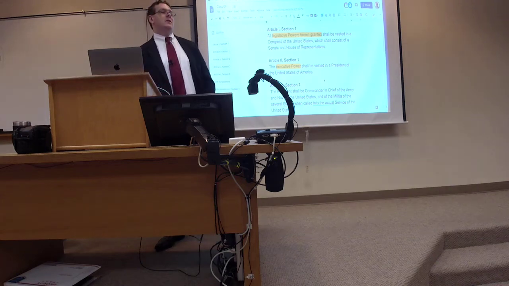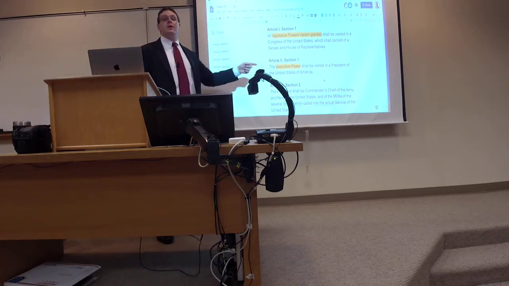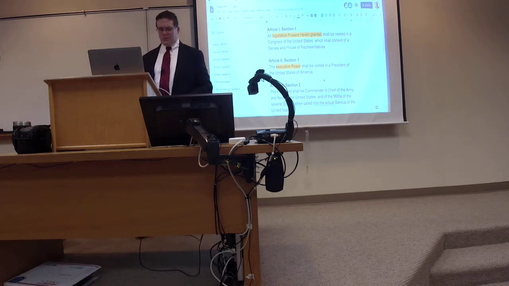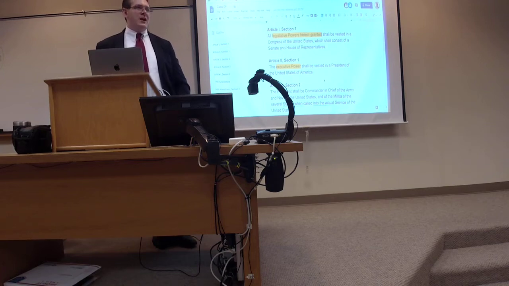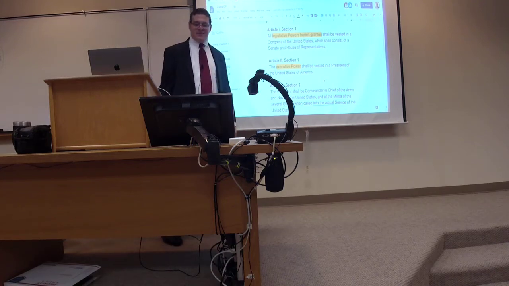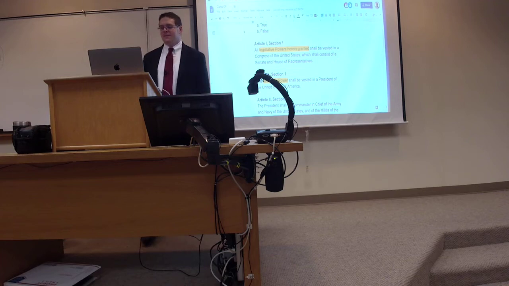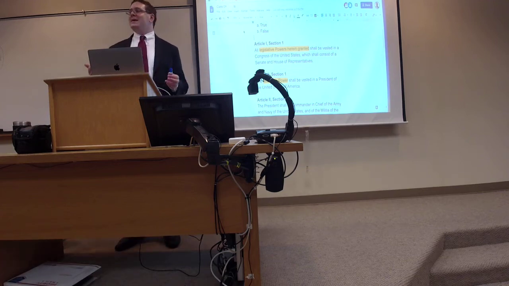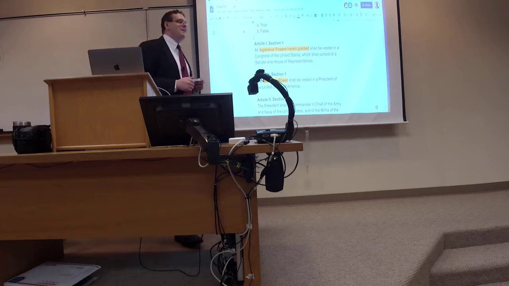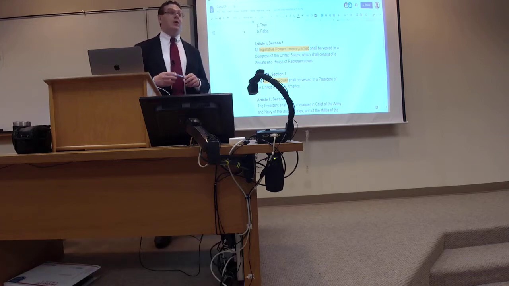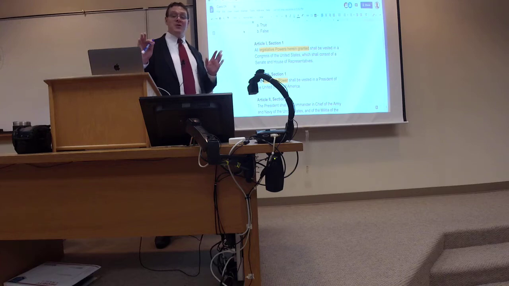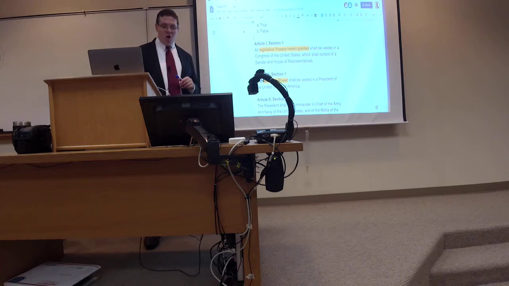Just compare the first section of Article 1 with the first section of Article 2. Article 1 begins, all legislative powers herein granted, that is, enumerated. Congress has the powers that are listed. Article 2 begins a little bit differently. It says, the executive power shall be vested in a president. What is the executive power? The Constitution really doesn't say what that means. And to this day, people disagree vigorously about what those powers are. Whatever those powers are, they belong to a single president. That much we know. A unitary president. We don't know what those powers are.